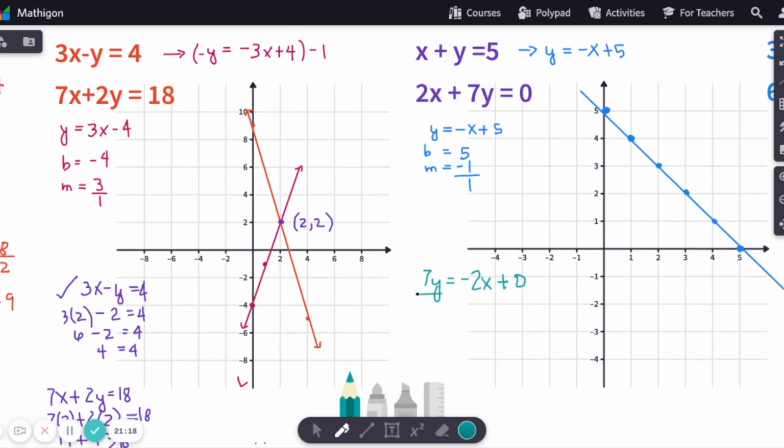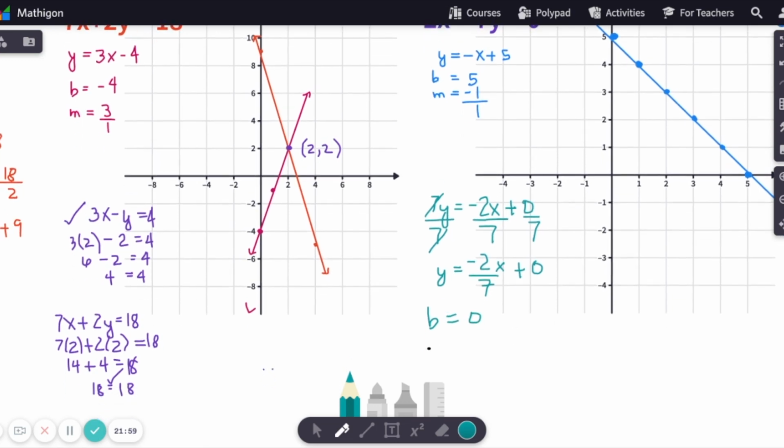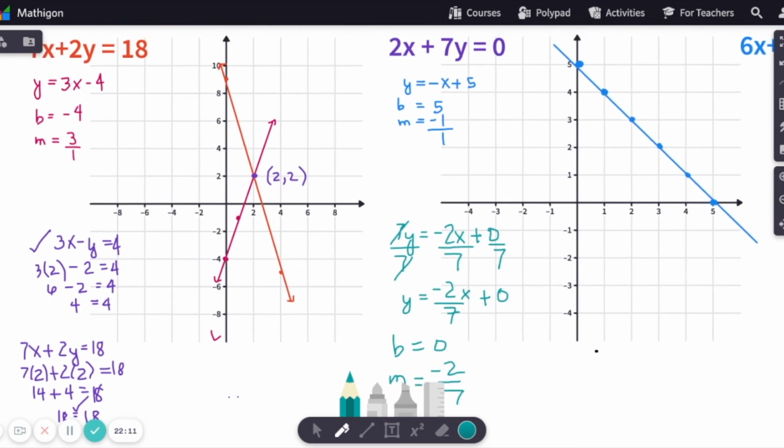Kahit po wala kayong nasusolve dyan, diretso yan. So, 7 divided by 7 is 1y, rather. So, this is negative 2 over 7 x plus 0. I'm putting 0 because gusto ko makita nyo pa rin siya, so you can identify what b is, which is 0. And your m is negative 2 over 7. Okay? So, is that true? Negative 2 over 7.